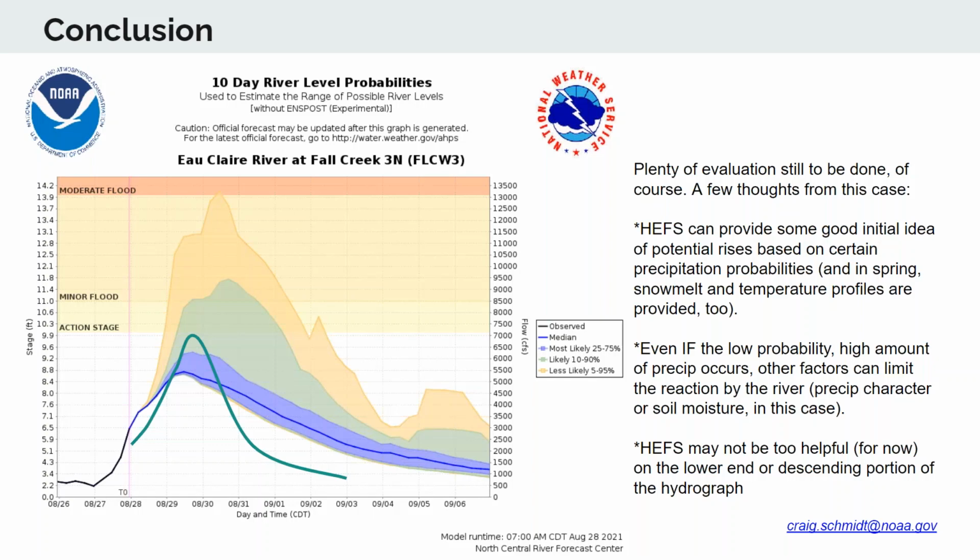You've got to look at your terrain, you've got to look at your soil moistures, and know where you are before using this information. And then we have to see how things are going to be on the lower end, or the descending portion, of the hydrograph.